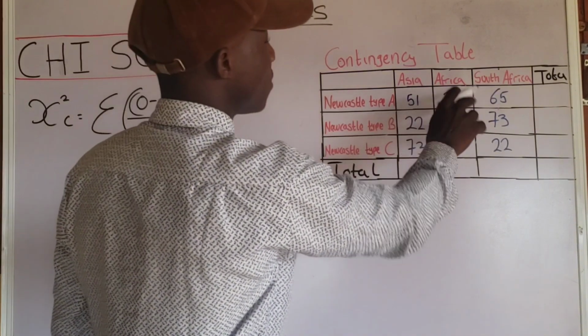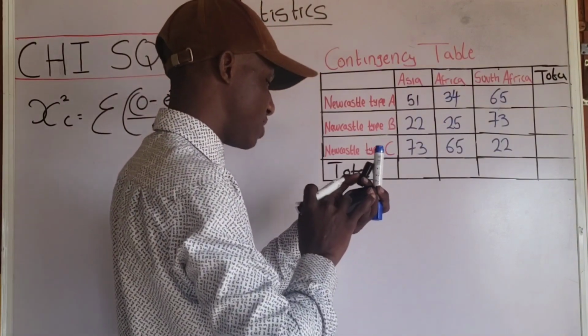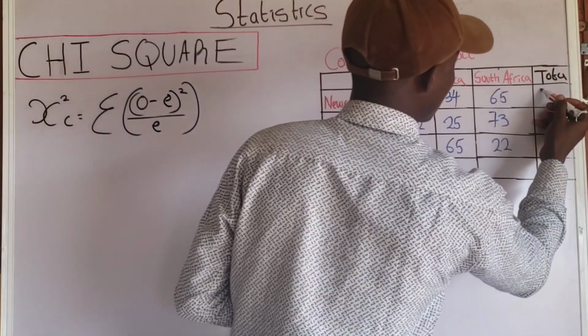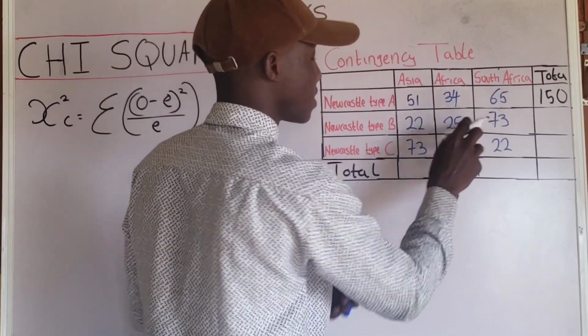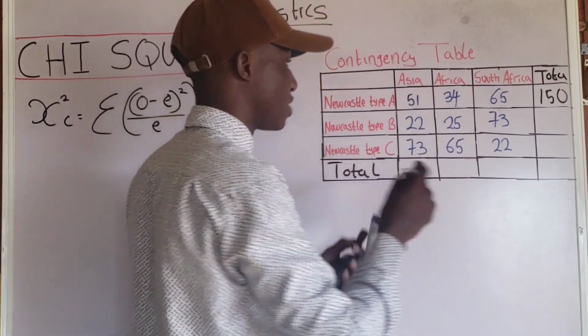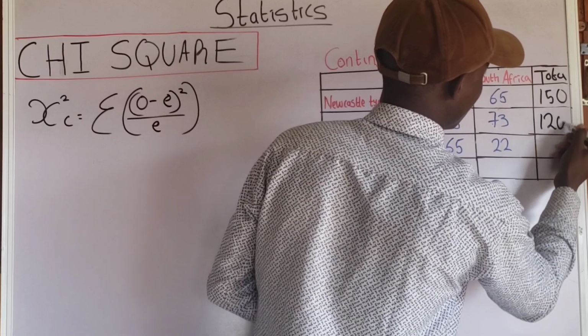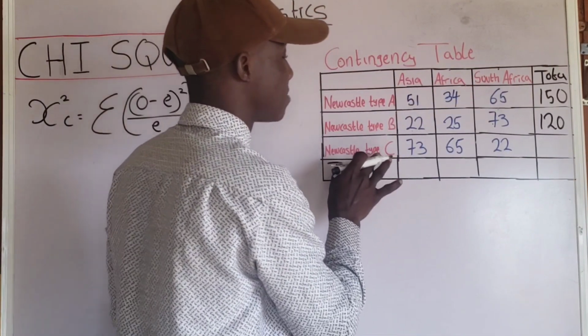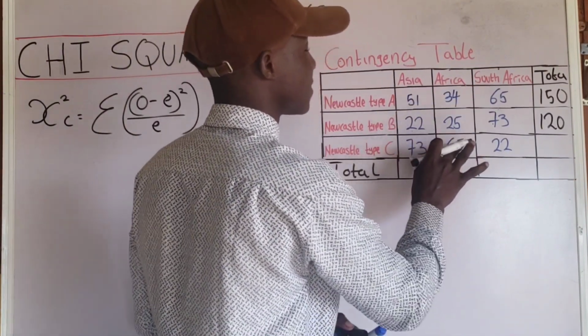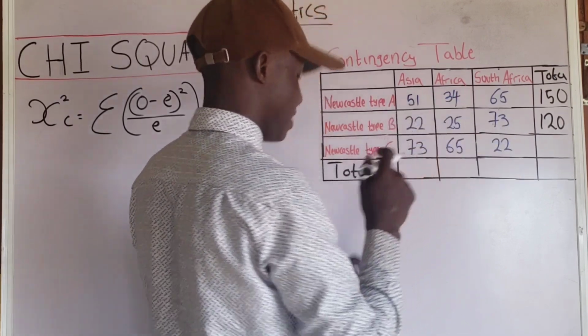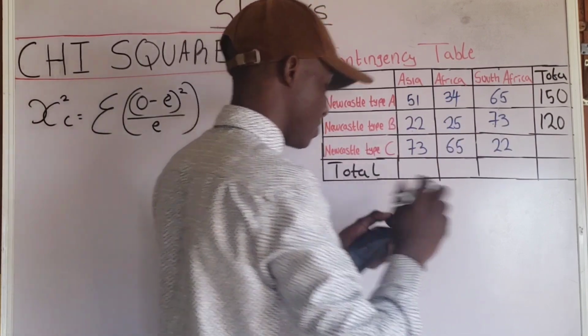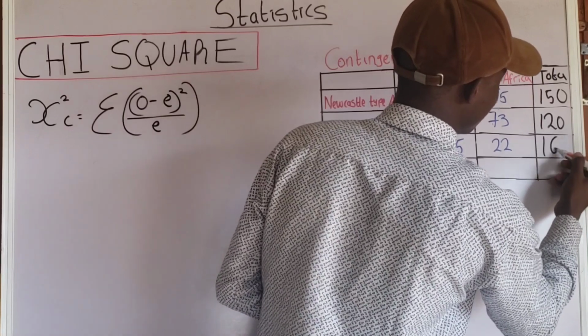51 plus 34 plus 65, that should be 150. So here I'm going to have 150. 22 plus 25 plus 73, that is 120. For Newcastle type C, 73 plus 65 plus 22, that is 160. So here I have 160.